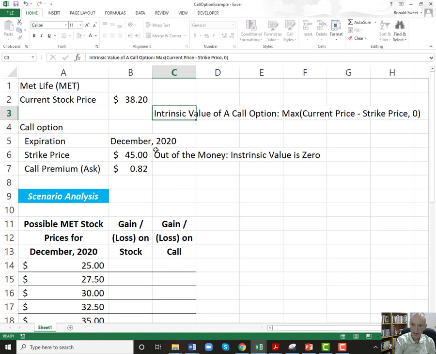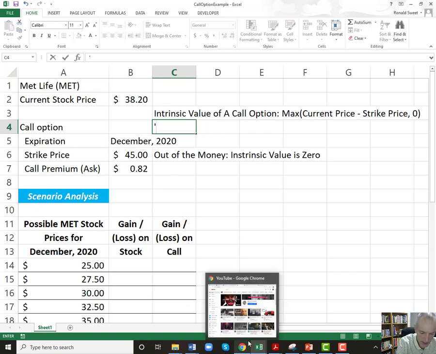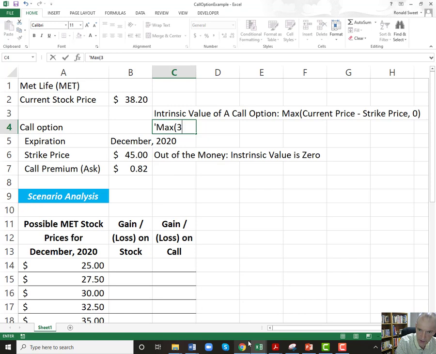So let's look at it here. Our intrinsic value is going to be, at the time that we entered this option at $38, we would take the max of $38.20 minus our strike, $45, the max of that, and 0. Well, since $38.20 minus 45 is a negative number, the max of that and 0 equals 0. So that means our option is out of the money.